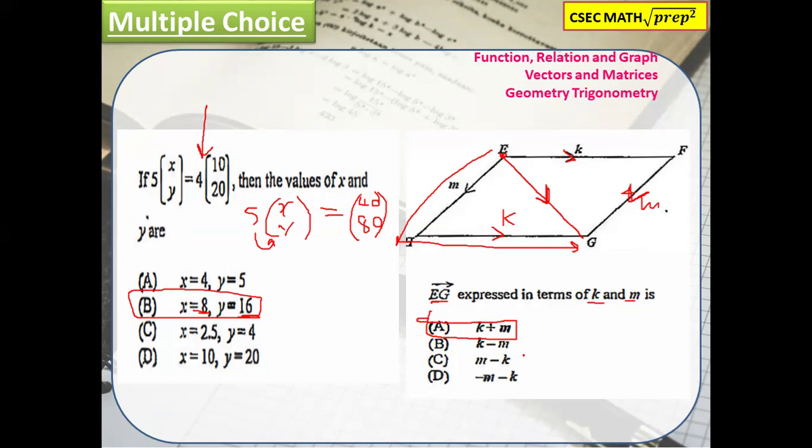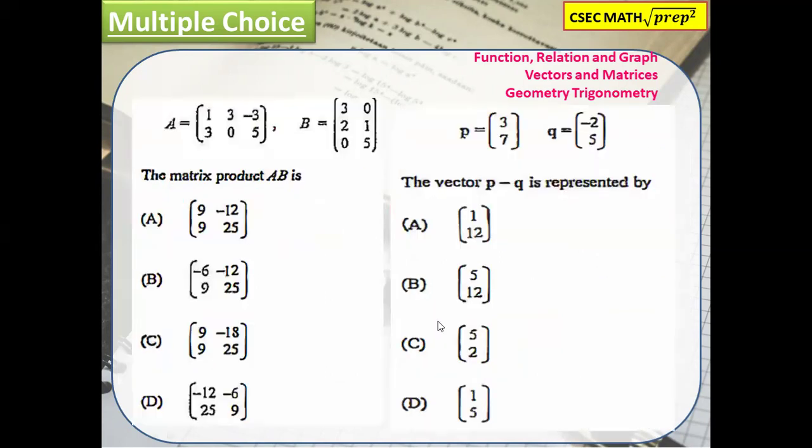Right. There's no other scenario where both vectors are positive. So even though we have M first and K, it's the same thing. It would be like having K going that way and then M coming this way. So A is our correct answer.